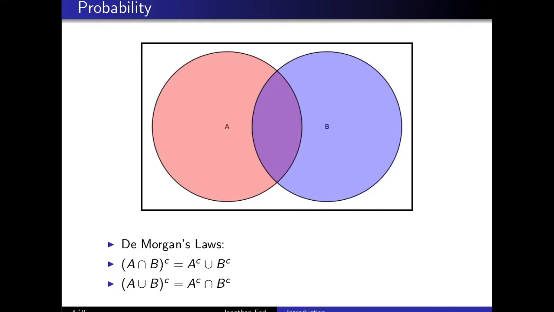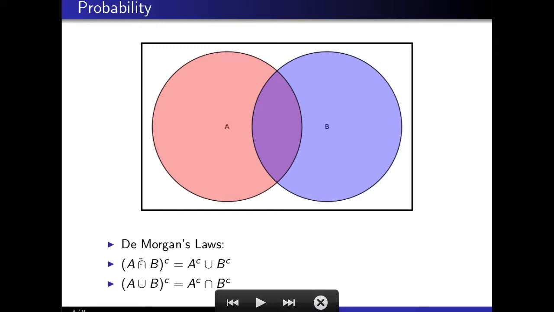There's a special law that relates these kinds of events together, and it's what's referred to as De Morgan's laws. So I just mentioned that this upside down U is effectively denoting an "and", so A and B. This right side up U is denoting a union, so an "or".